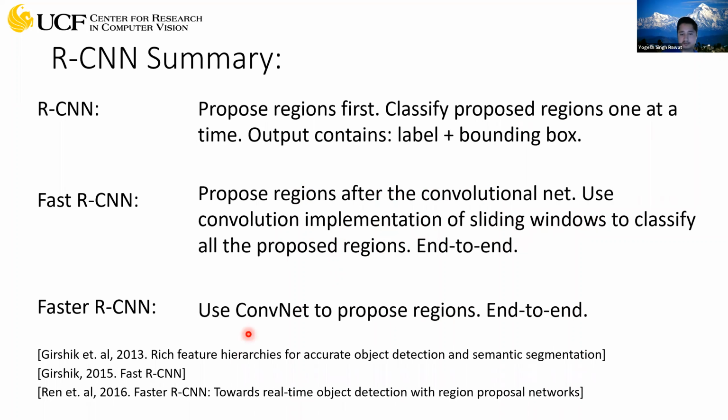Faster is even better. So we don't use external proposals. We generate those proposals inside the network. So then it's end-to-end, starting from the extracted proposals. So these are the 3 papers, and I think these are very highly cited, used a lot in computer vision, as I said, in most of the problems. And if you are planning on working in this area, you should go through these papers. It will be really helpful for you.